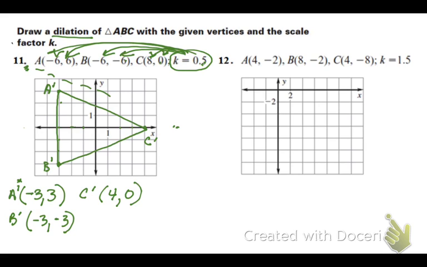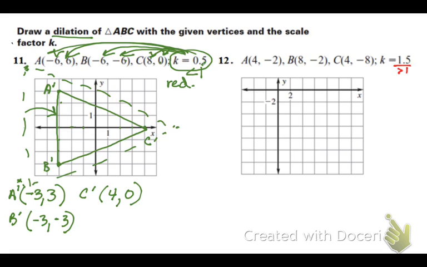So this was our pre-image, something like this. So it was a reduction, and that's what the scale factor says. The scale factor is less than 1, so it's a reduction. And that all makes sense. You should always do little checks like that to help you make sure that what you've done is correct. Okay? So here we have 1.5.